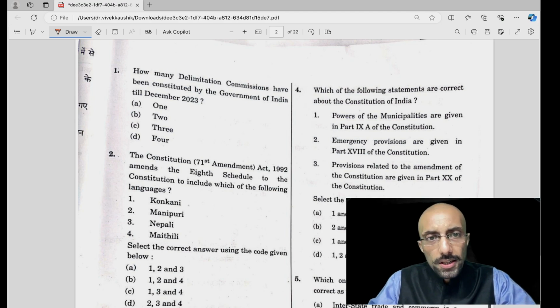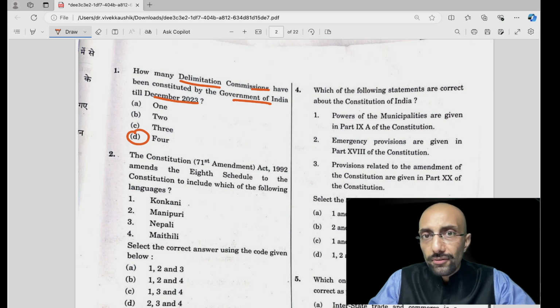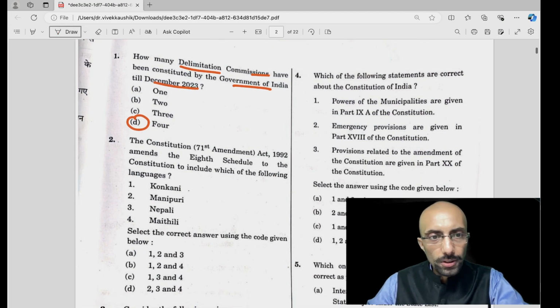The first question is, how many delimitation commissions have been constituted by the Government of India till December 2023? The answer is 4. So far, we have had 4 delimitation commissions. The first one was set up to have our first Lok Sabha elections in 1951-52, then the second one in 1963, then 1973, and then the fourth one in 2002. So the answer is D. Let us look at the second question.